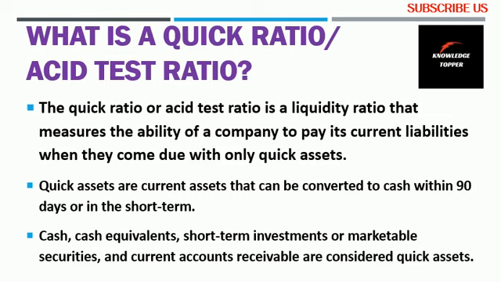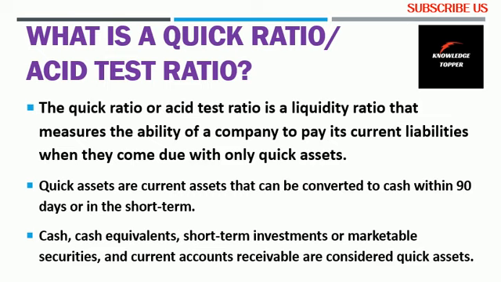All the other current assets, like cash and cash equivalents, short-term investments, marketable securities, and current accounts receivable, are considered quick assets because they can be converted into cash within 90 days or in the short term. Generally, short-term investments or marketable securities include trading securities and available for sale securities that can easily be converted into cash within the next 90 days.